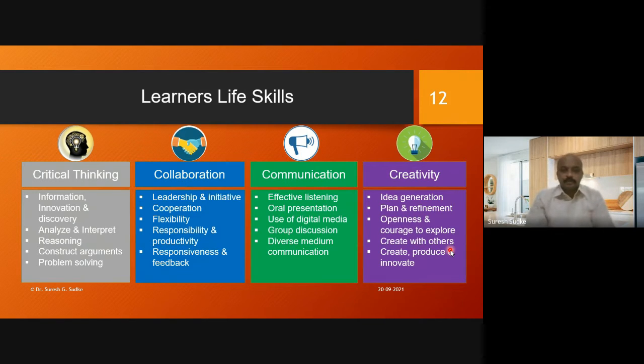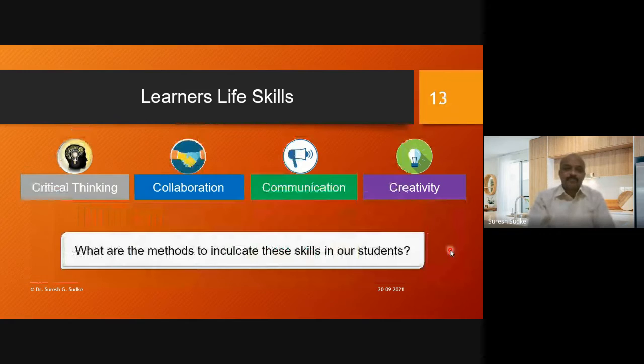And so, the critical thinking ability, collaborative skills, communication skills, and creativity, these four very important characteristics should be present in our students for success. And then the question comes, how can we inculcate this critical thinking ability, collaborative approach, communication skills, and creativity in our students? So for that, what should we do?